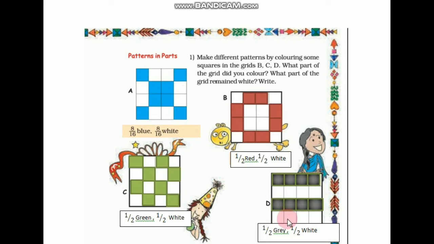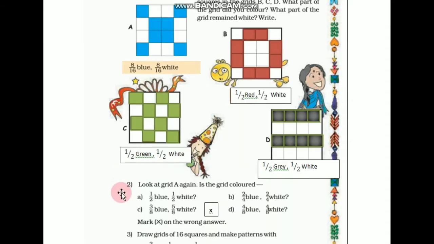And in grid D I have colored 8 parts grey and 8 parts remain white. So I can write half grey and half white. See here, 1, 2, 3, 4, 5, 6, 7, 8 grey and 1, 2, 3, 4, 5, 6, 7, 8 white. I can also write 8/16 grey and 8/16 white. Now here is question number 2.